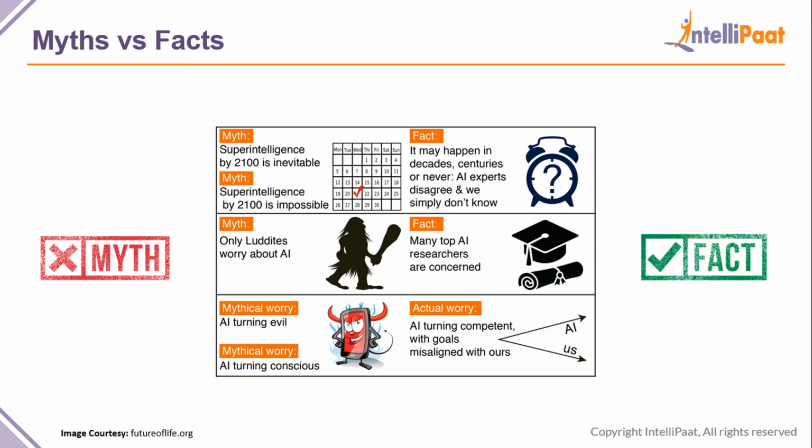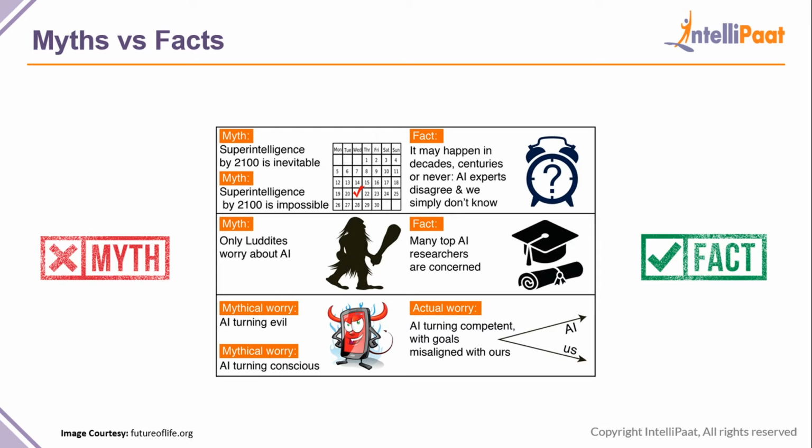And here are some of the myths and facts which are actually concerned when we talk about AI, guys. The myth is that by the year 2100, super intelligence will happen, and that it will take over all of this world. Well, the actual fact is that it might never happen, or even if it happens, the chances are very less, because all of the AI experts disagree, and at this point of time, we simply do not know if it will happen or not. And the myth is that Luddites, people who are not technologically advanced, are the ones who worry about AI. Well, not really. Even the top AI researchers, the people who are skilled, with doctorates and PhDs, are also extremely concerned about the dark side of AI.